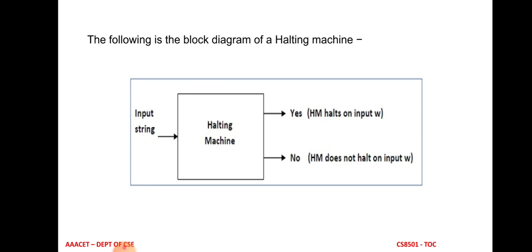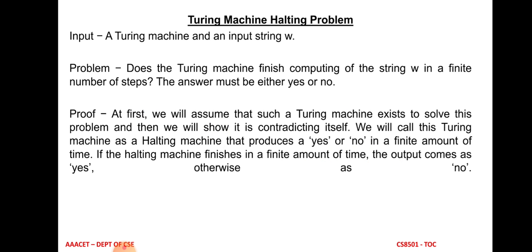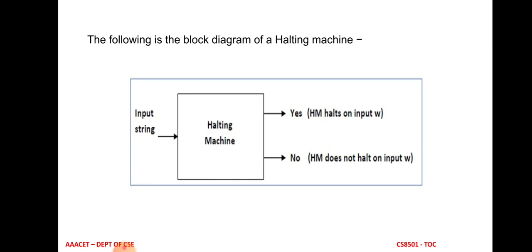We have to pass some input string to that halting machine. If the halting machine accepts the input string in a finite amount of time, then the result is yes. If the Turing machine does not accept the input string in a finite amount of time, then the output is no. Yes means the halting machine, that is the Turing machine, halts on the particular input string W. No means the halting machine, HM, does not halt its operation on the particular input string, which does not belong to the language. Now this is the concept of Turing machine halting problem we proved, right?